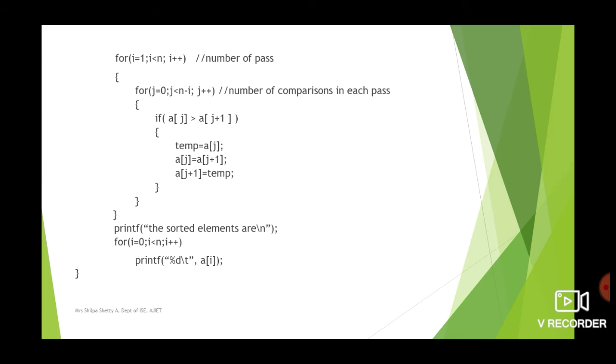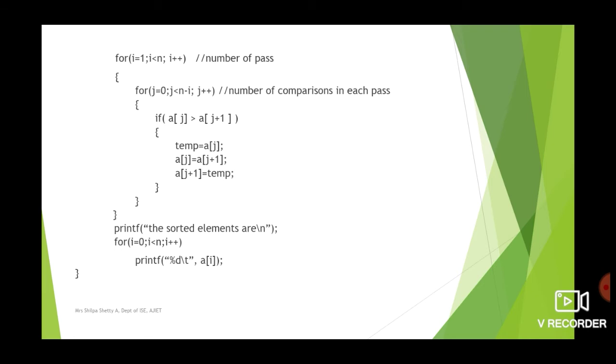Simple. This is very simple. During the first pass there are 4 comparisons, second pass there are 3, third pass there are 2, fourth pass there is only 1. So as the pass number increases, the number of comparisons decreases. So that is why we write for j is equal to 0, j less than n minus i.